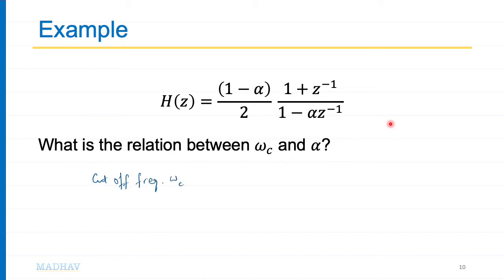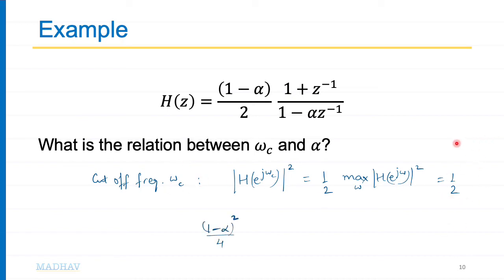Our definition of cutoff frequency omega c is basically |H(e^{j omega c})| squared should be equal to half times the maximum of this value squared, and we know that the maximum is 1 in this case, so it simply becomes 1 upon 2. Now let's plug in these values, and I want to find at what omega c the value is half.